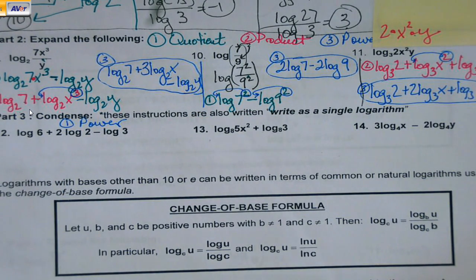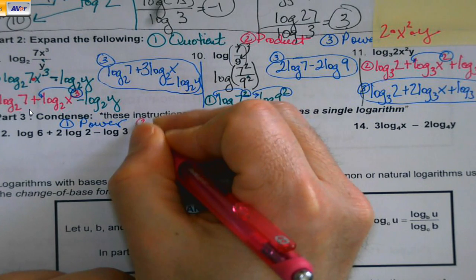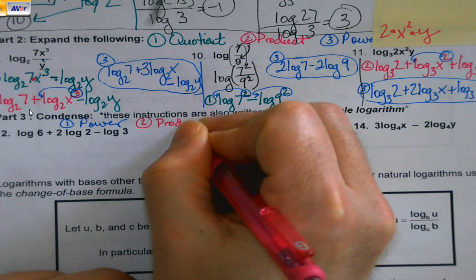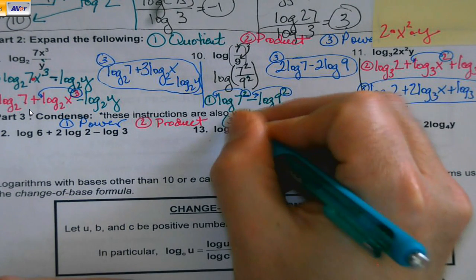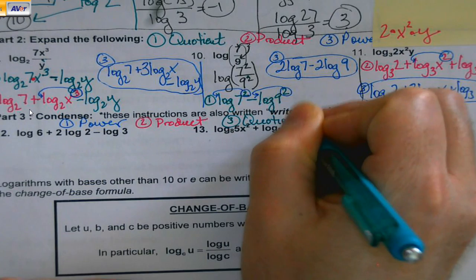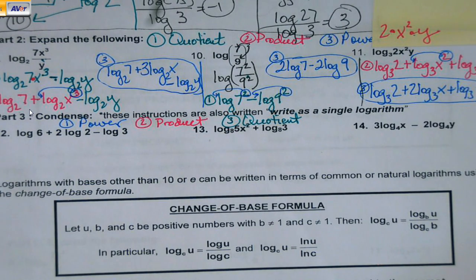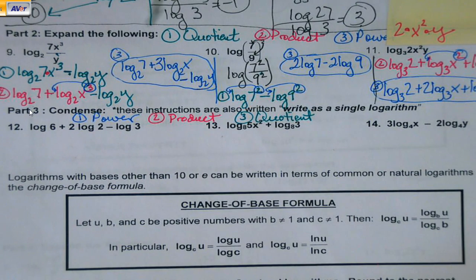So with these, we do power first. The coefficients are going to go back to being exponents. Then we do the product. So our pluses are going to turn back into multiply. And then we do our quotient. Our minuses turn back into division. Okay? But it's just doing them all backwards. We're undoing them. So, when we start to look at those, again, we want to keep that same order.